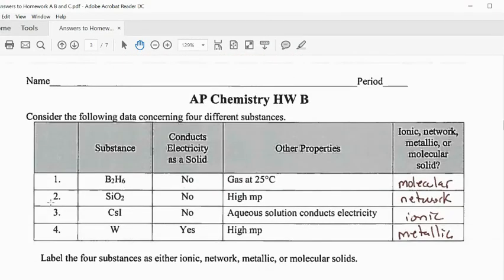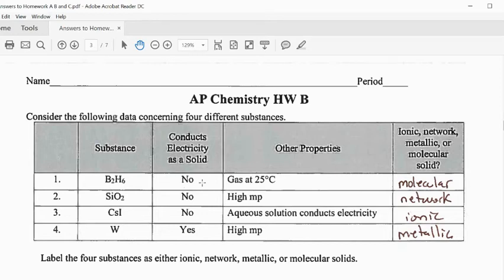All right, we've switched to worksheet 2. Worksheet B, I guess it's called the right thing. Now we're talking about what type of solid we are dealing with and things like that. So B2H6, that's one molecule. You should draw the Lewis dot structure just to make sure you realize it's one molecule.